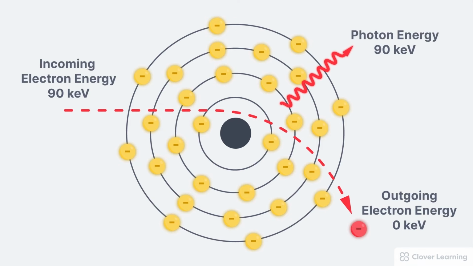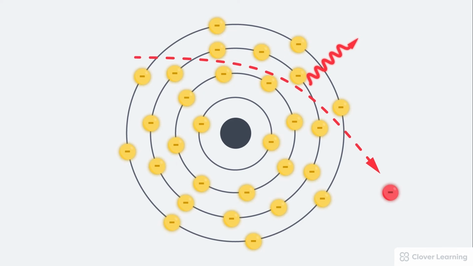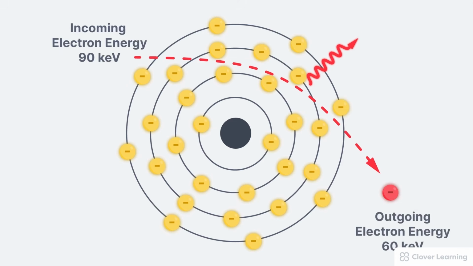But these electrons don't always pass very close to the nucleus. Here's another example. Let's say in this scenario, the electron passes at a much greater distance from the nucleus, and things will change. The attraction between the electron and the nucleus is weaker. The electron slows down some, but not completely. It changes direction some, but not completely. And it only gives up some of its original energy. For example, if the electron approached the atom with an energy of 90 keV, but slowed down to an energy of 60 keV, the resulting photon would have an energy of 90 keV minus 60 keV, which is 30 keV. All of the energy here is accounted for.